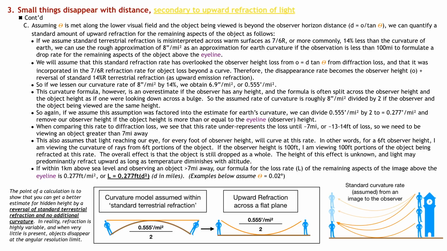The height of this effect is unknown, and light may predominantly refract upward as long as temperature diminishes with altitude. So if we're within 1 kilometer above sea level and observing an object greater than 7 miles away, our formula for the loss rate of the remaining aspects of the image above the eye line is 0.277 feet per mile squared, or loss equal to 0.277 feet times the distance squared, where d is in miles. The examples in the next slides will assume theta is 0.02 degrees, and that it has been factored into 7/6R. Again, these are assumptions, but what the assumptions provide is an accurate calculator, as will be seen.